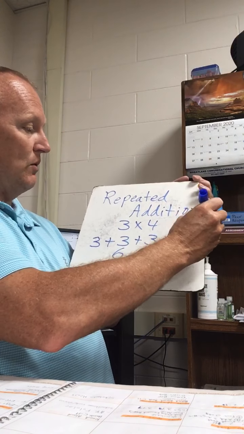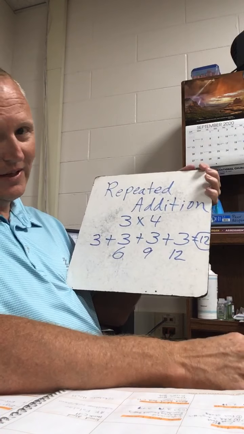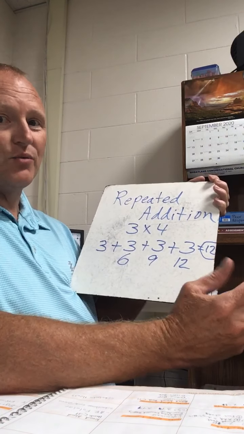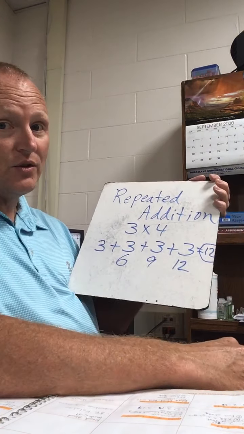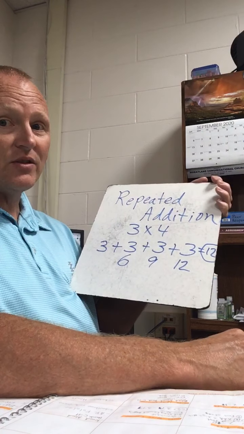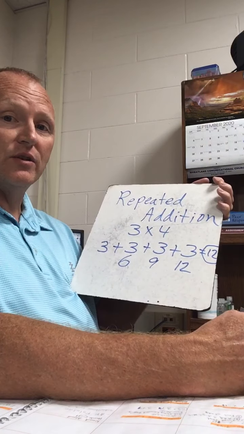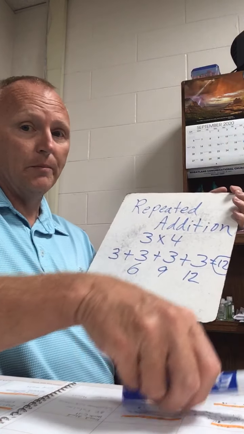So 12, once again, of course, we knew it ahead of time. That is your product. That's repeated addition. You may be asked to do that. Even if you're not asked, you might like that as a strategy to try to figure out some of the ones that you don't know.